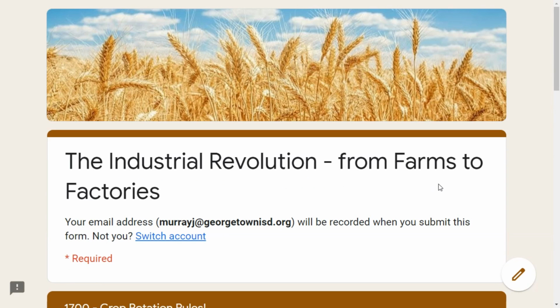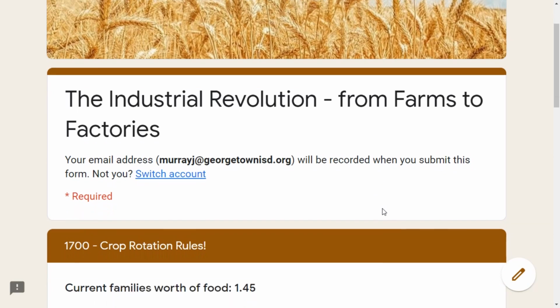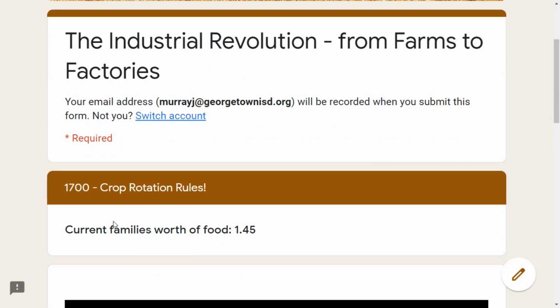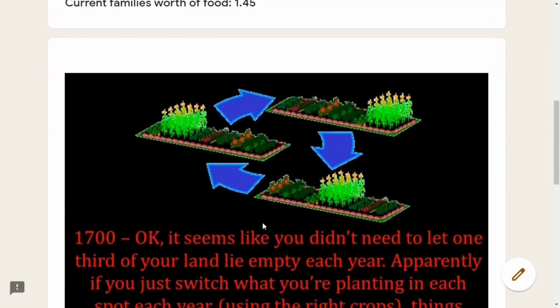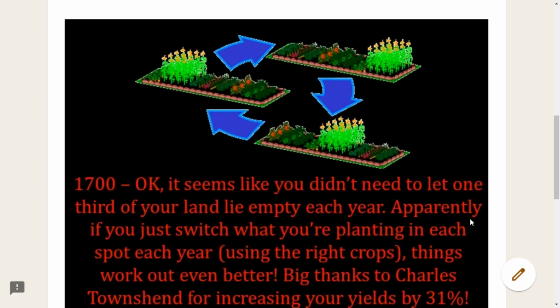Okay, I'm going to do just one more of these. After this, you guys are on your own. 1700. Crop rotation rules. Current family's worth of food. You can always check for that number at the top of the page here. 1700. Okay, it seems like you didn't need to let 1/3 of your land lie empty each year. Apparently, if you just switch what you're planting in each spot each year using the right crops, things work out even better. Big thanks to Charles Townshend for increasing your yields by 31%.